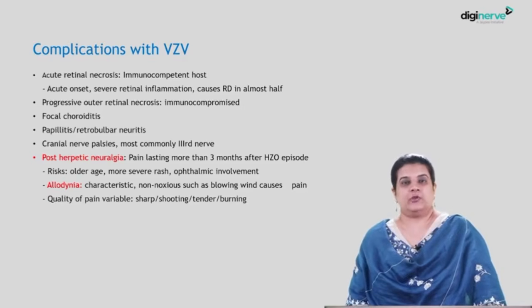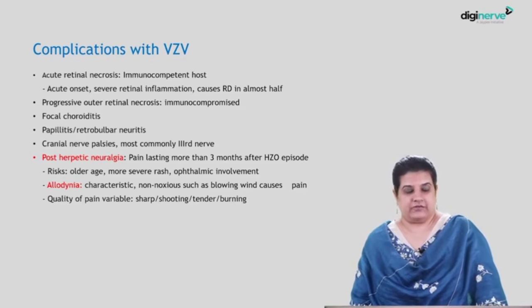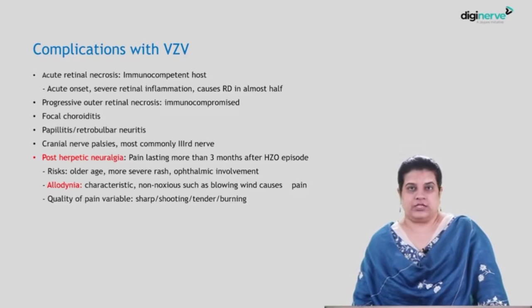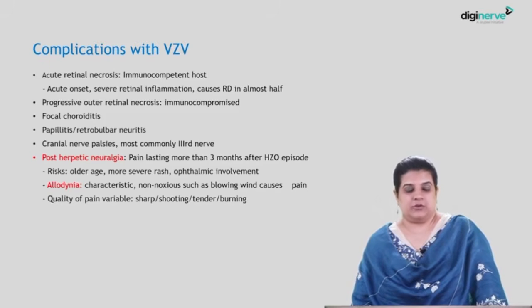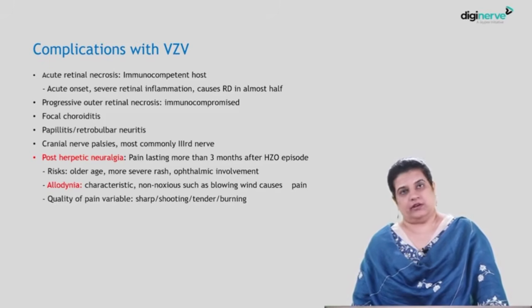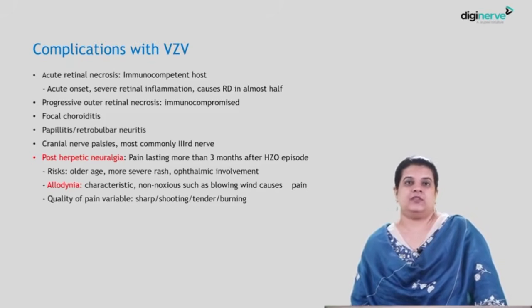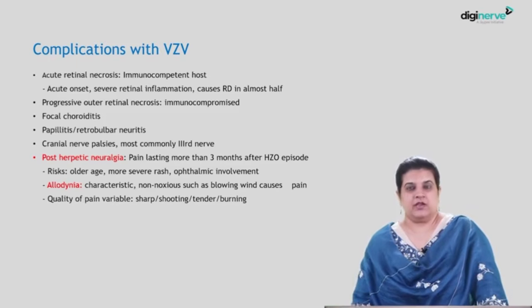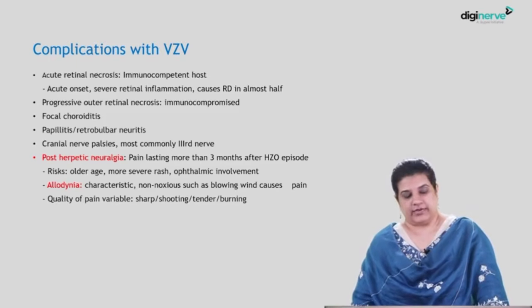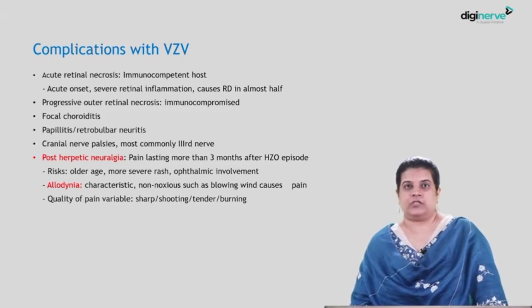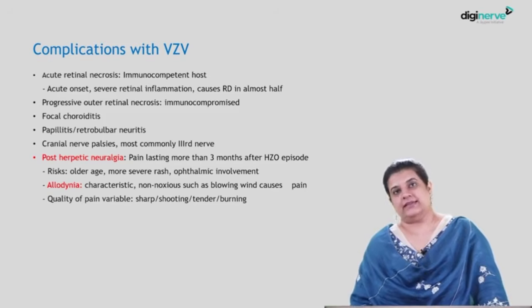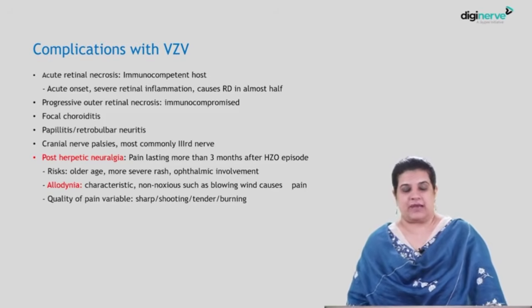The complications with VZV, or the varicella zoster virus, include acute retinal necrosis, which is seen in immunocompetent individuals. In immunocompromised individuals, progressive outer retinal necrosis is seen. Details of these two entities are outside the scope for undergraduate teaching. The patients can also have focal choroiditis, papillitis, which involves swelling of the optic nerve head. They can also have cranial nerve palsies, and third nerve palsy is the most common nerve palsy.